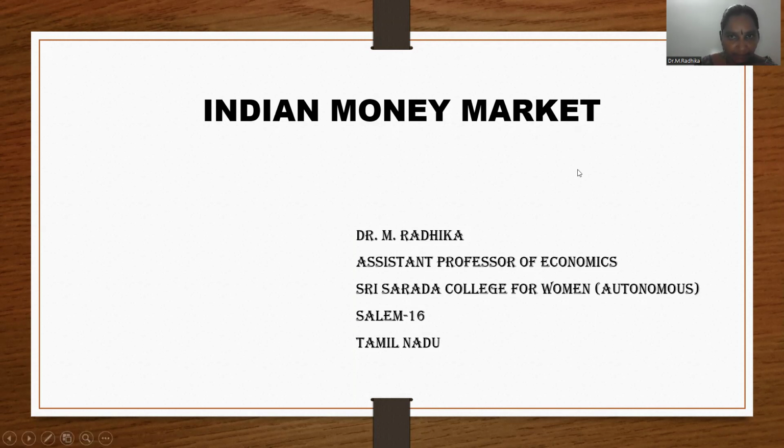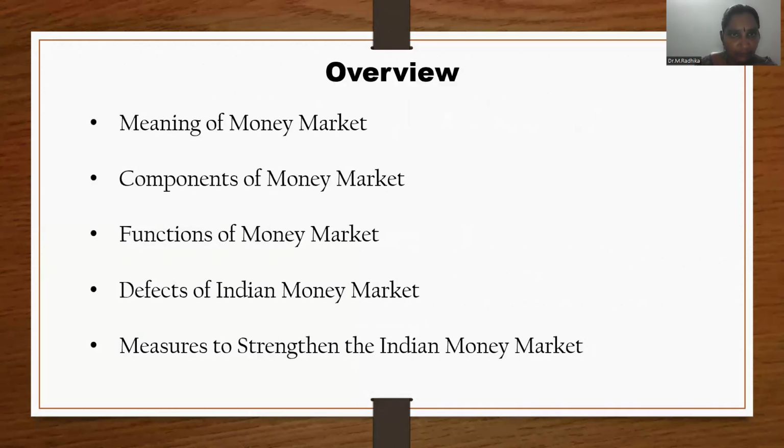Indian money market. In that, we are going to see about the meaning of it, components, functions, defects of the Indian money market, and what are the measures to strengthen the Indian money market. Let us see it one by one.